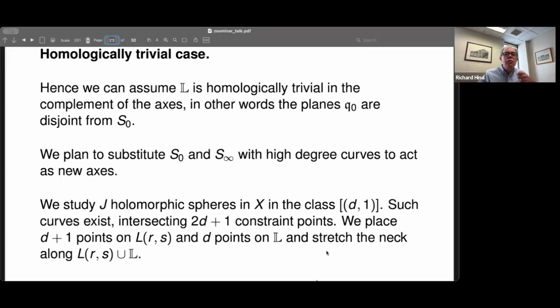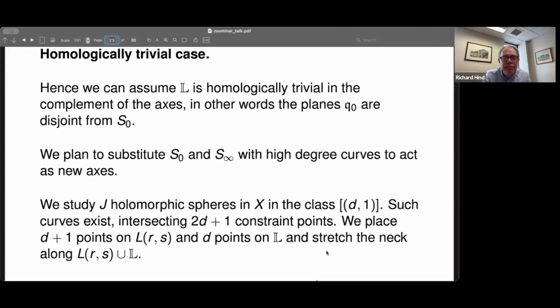Now I want to play with these high degree curves. You can stretch the neck and disjoin them from the Lagrangians, but it turns out I want to control the intersections between the high degree curves and the pairs of planes. And it turns out the easiest way to do that is, first of all, to stretch the neck and force them to maximally intersect the Lagrangians, and then push them off in a controlled way.